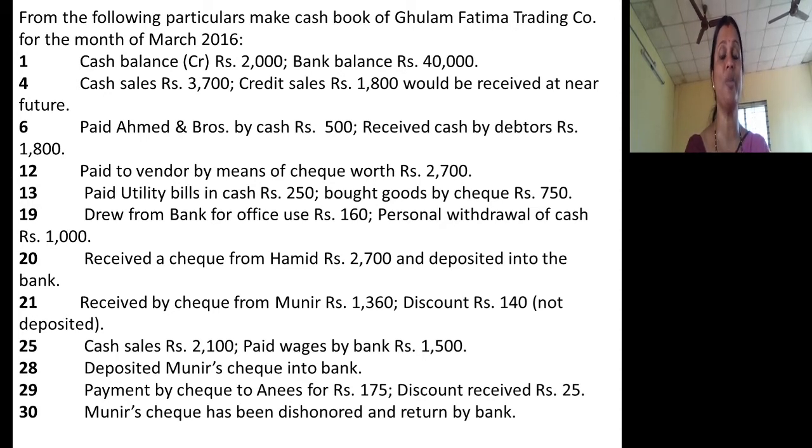It's very clear the cash balance is credit. Credit means minus balance. For the bank balance, nothing is given, so it is a debit balance. Debit means plus balance. Let me see how it will appear in the three-column cash book.